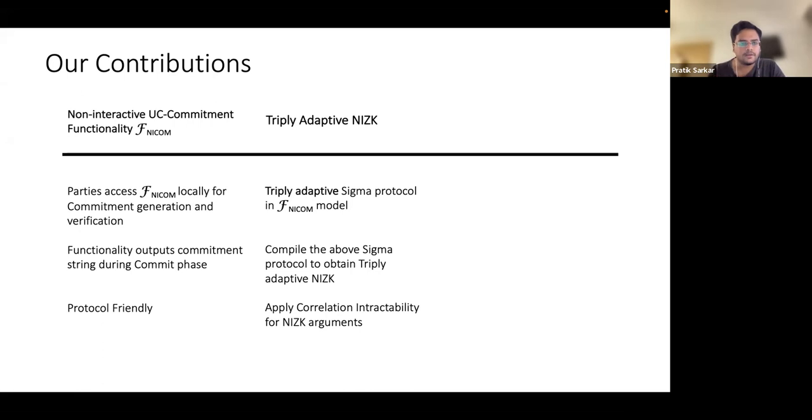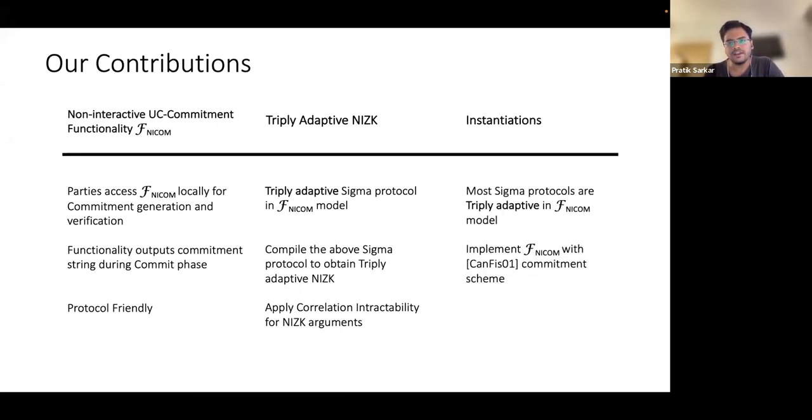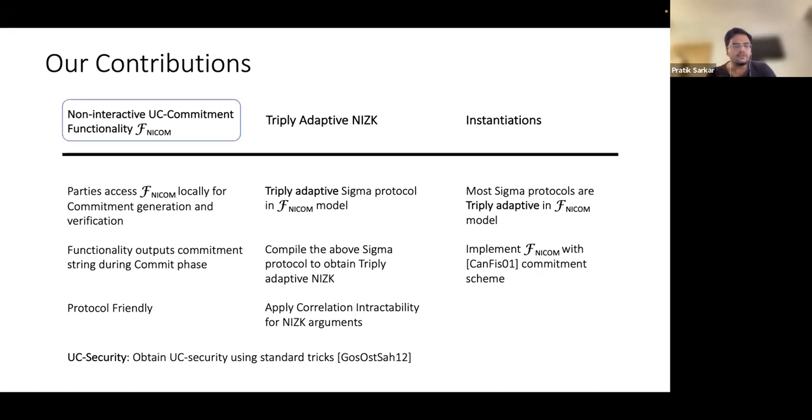functions. And inside this compilation, we are actually applying correlation intractability for NIZK arguments. And finally, we instantiate our compiler by showing that most Sigma protocols are triply adaptive in the FNICOM model. And finally, we implement the FNICOM with a commitment scheme, with a concatenation commitment scheme. And we can implement these two instantiations from LWE or DDH plus LPN. And we can extend our protocol to obtain UC security using standard tricks from the literature. Now, let me briefly define this UC commitment functionality.